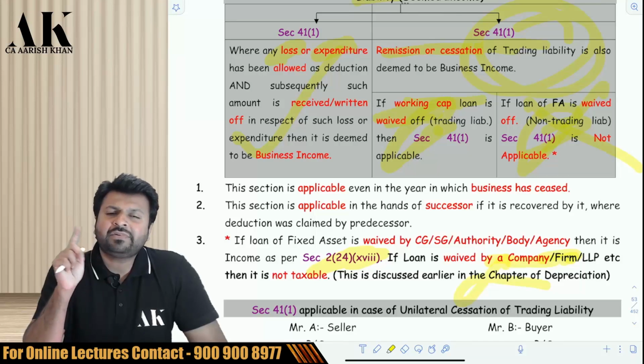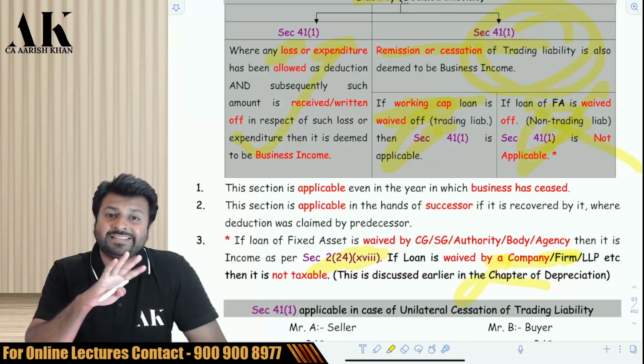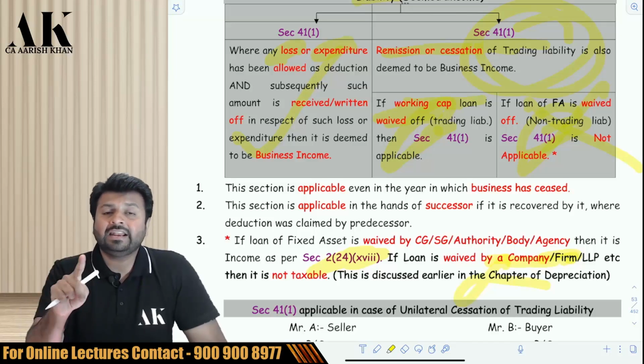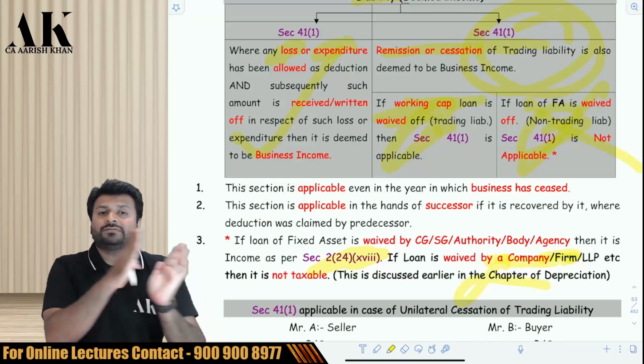Now, 41.1. Is 41.1 applicable even after the business is ceased? Yes. 41.1 will be applicable even after the business is closed. Okay. Second, 41.1 will be applicable even in the hands of the successor.